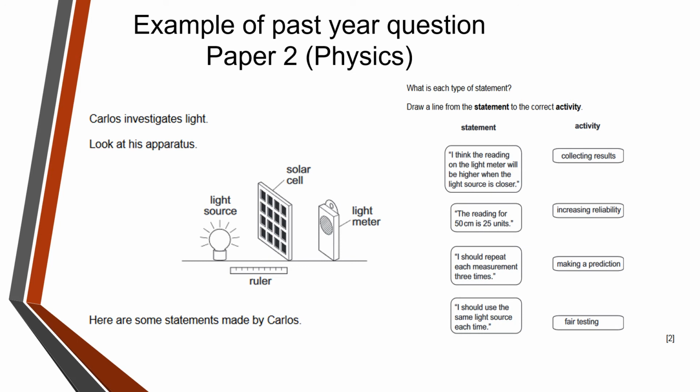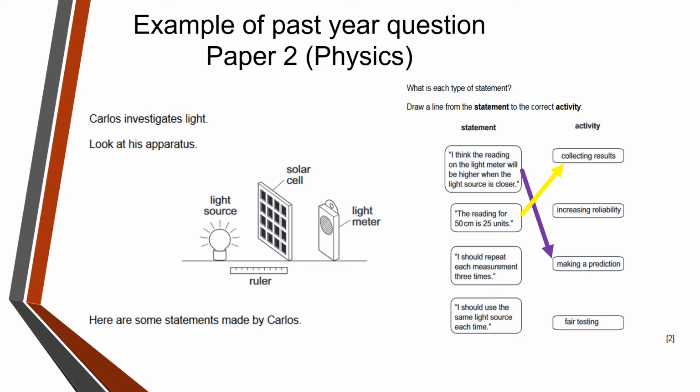Now let's go back to the statement. I think the reading on the light meter will be higher when the light source is closer. Now this is sort of like making a guess, so sort of like predicting something. So here, thinking the reading of the light meter will be higher, this is the prediction. You are making a prediction. The reading for 50 centimeters, 25 units, that is data. So you are collecting results.